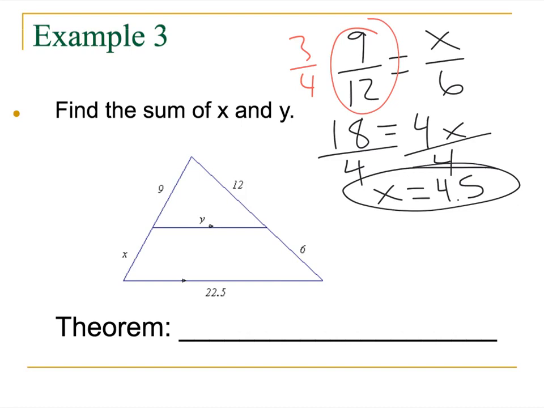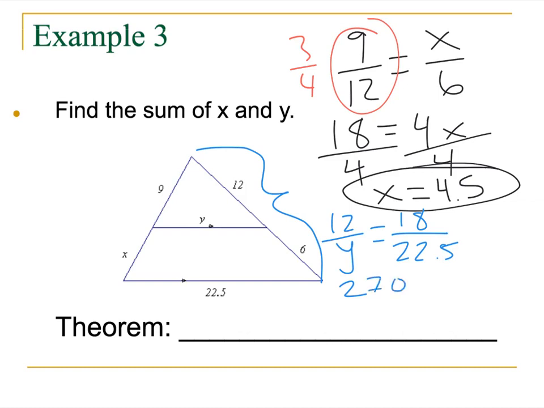All right, so we've got 4.5 for X. Well, what's my Y going to be? How do I set that one up? Well, I can't use the side splitter theorem when it comes to the bases, but I can think about this in the context of similar triangles. So I could do 12 over Y is equal to my entire side, which is 18, over 22.5. Now I can cross multiply and solve. 12 times 22.5 is 270 equals 18y. Then I divide by 18, and I get y equals 15.